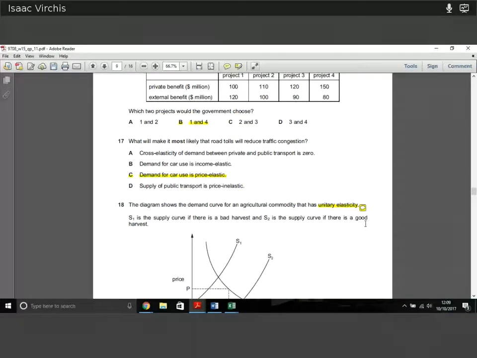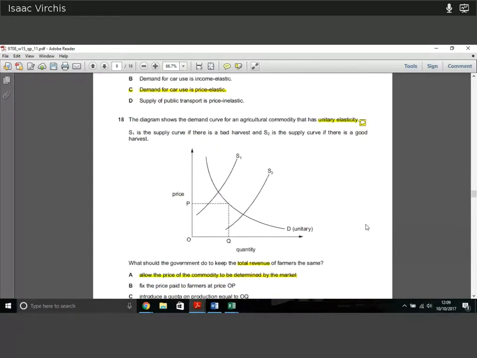So what we're looking at here is what the government should do to keep total revenue the same. They're not asking you to think about the incomes of the farmers based on their costs. They're asking you specifically to look at total revenue, the amount of money the farmers receive. In this case, the government doesn't want to intervene in the market. The minute the government intervenes, it changes the amount of revenue. To keep total revenue the same, you need to allow the price of the commodity to be determined by the market.